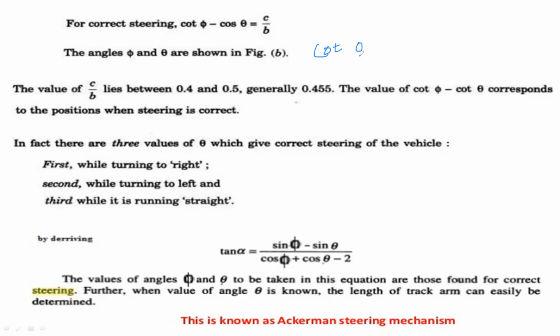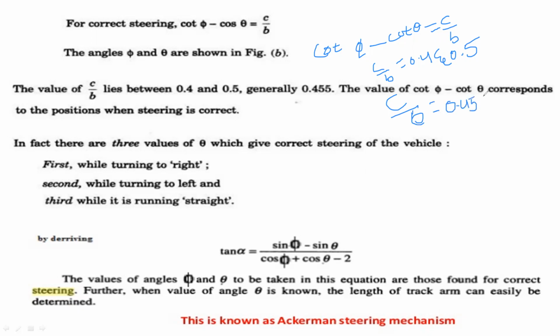Cot phi minus cot theta is equal to C by B. Whenever we apply this formula, the C by B value lies in between 0.4 and 0.5. So I can get the C by B value.